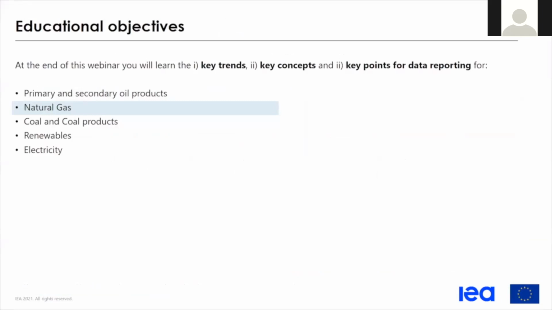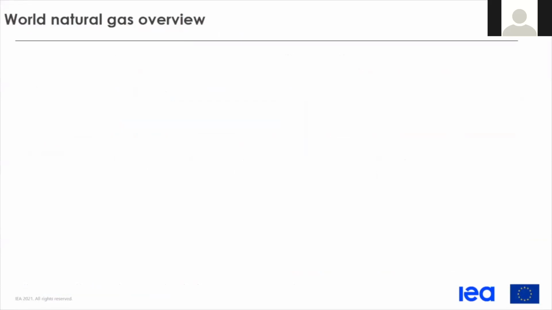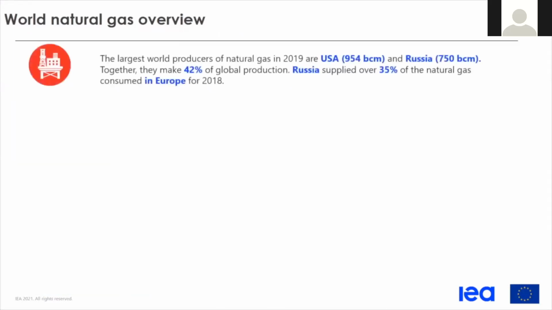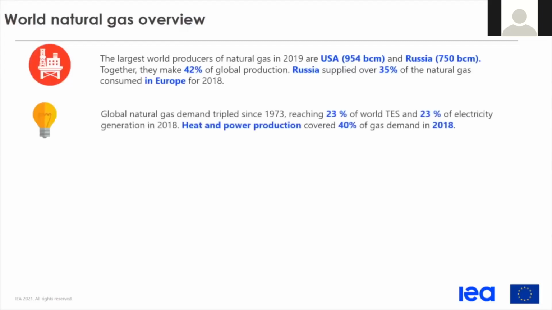Now let's talk about natural gas, and let's start with some key trends on this product. Natural gas is now the fossil fuel that has grown the most in the last decades. Its largest producers are now the USA and Russia. And its demand has almost tripled since 1973, mostly due to its large demand in heat and power production.